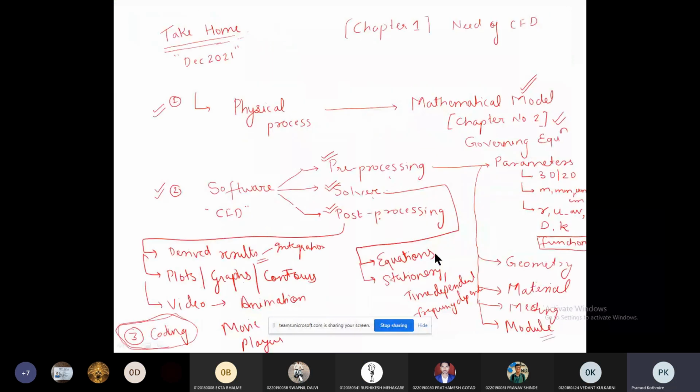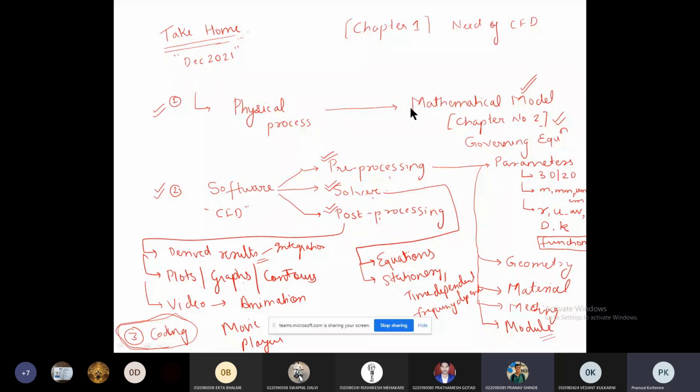Whenever any physical process is there, we are supposed to convert it into a mathematical model. That is our work. See, engineering and technology is what? If somebody is asking you what do you mean by engineering, or what do you mean by technology, what should be the answer? Pranav, can you tell? If somebody is asking you what is engineering or what is technology?